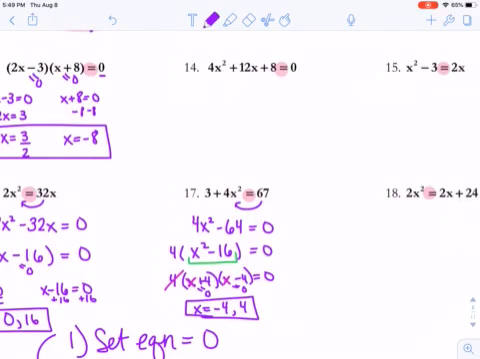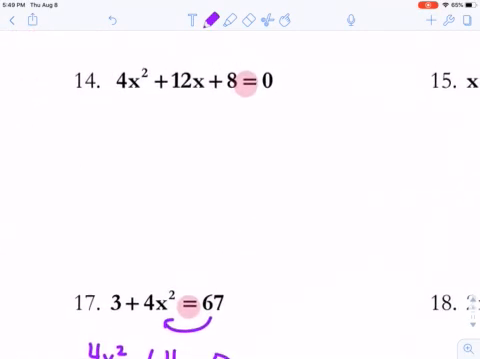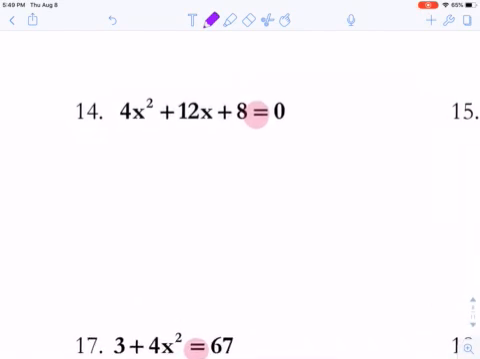All right, let's just follow the pattern. We'll keep snaking through these. Number 14. So here, the quadratic is already equal to 0. I can take out a GCF, which is 4. So I'm left with x squared plus 3x plus 2.